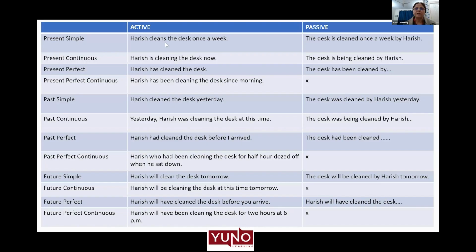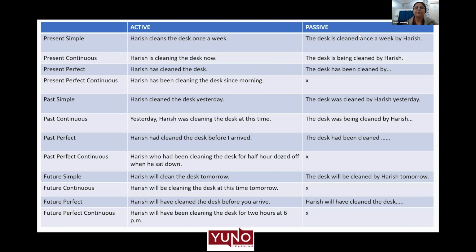Like Harish cleans the desk once a week. This is what he does. Now, how can we structure this in passive voice? Remember, the verb clean has different forms. Clean, cleaned, cleaned, cleaning. So clean, cleaned, cleaned. It has ed at the end in the past forms. So the past participle form, that is the third form, or V3, we can call it V3. That's what we use of the main verb in passive voice.